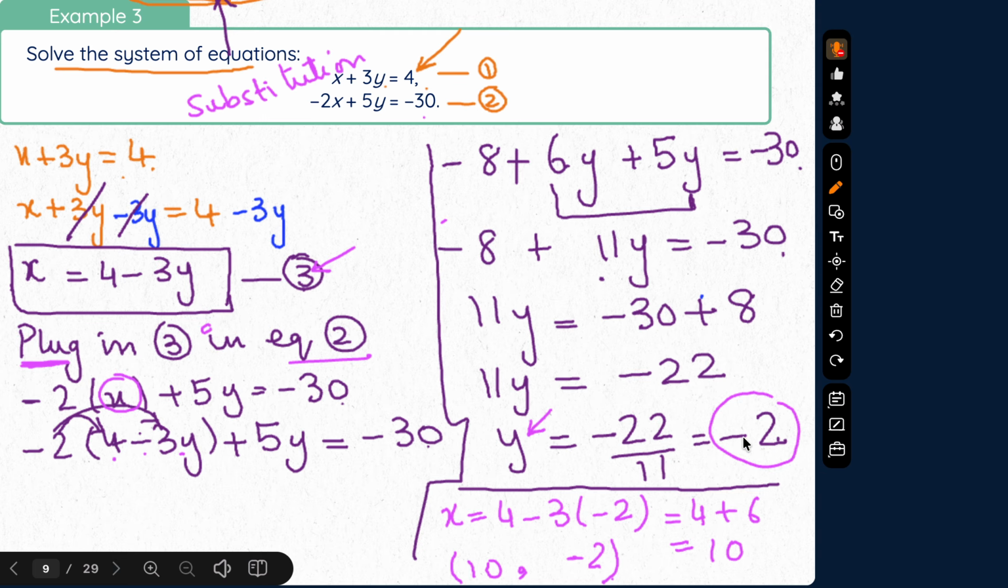Once I got negative 2 for y, I can plug it into any equation to get the value of x. The value of x was 10. So the solution set that I got, or the values that I got for x and y, is 10 and negative 2.